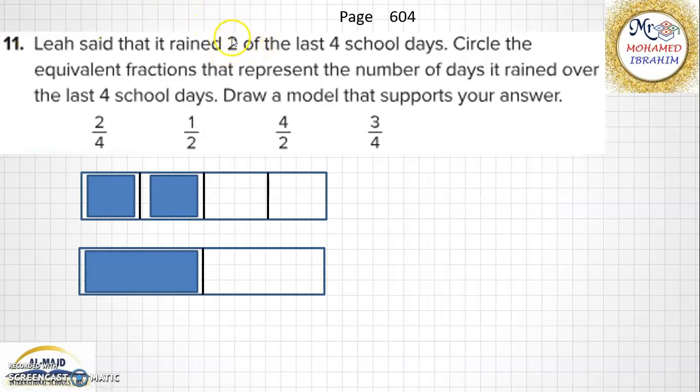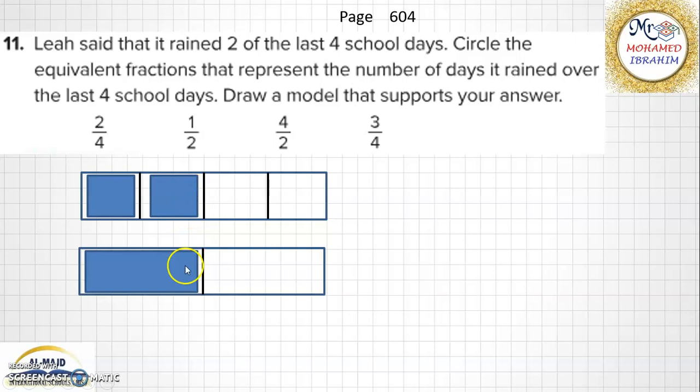It rained 2 days, okay? Of the last 4 school days, or 2 times. It rained 2 times of the last 4 school days. So it's 2 out of 4, or 2 over 4. 2 over 4: draw a rectangle, divide it into 4 equal parts, color 2 parts out of 4, and then try to do the same with the other fractions, the second fraction, 1 over 2.